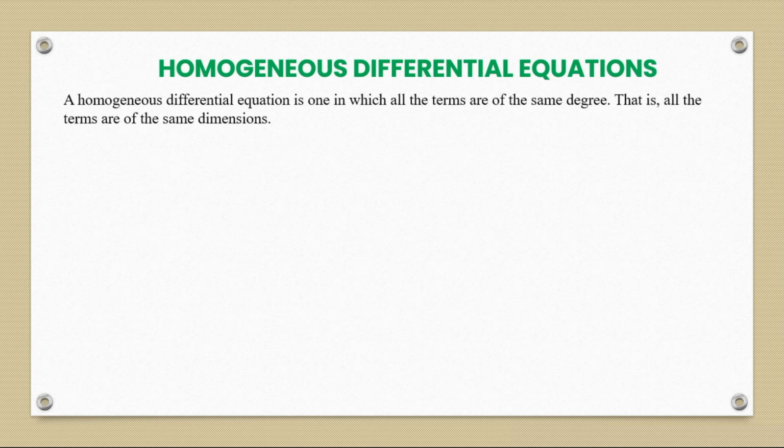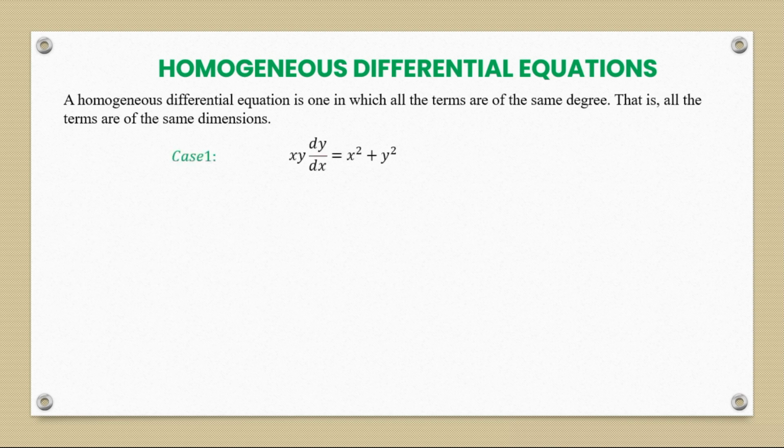That's basically the definition. A homogeneous differential equation is one in which all the terms are of the same degree. So how are you going to know that a certain differential equation is actually homogeneous? You're going to check if all the terms are of the same degree, that is, all the terms are of the same dimensions. So what are these dimensions?